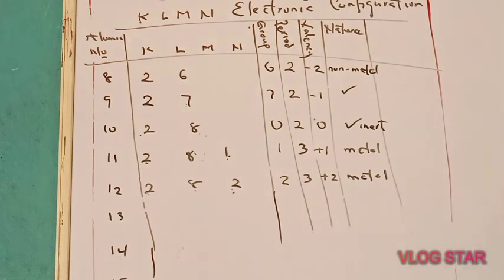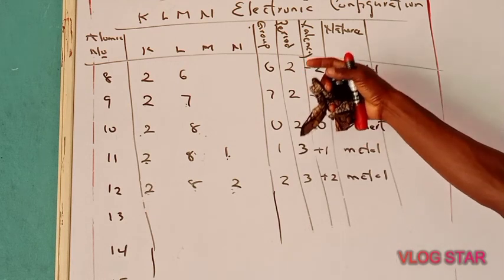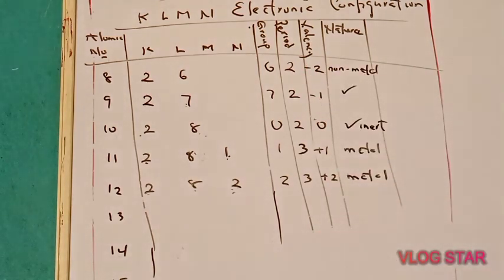That is how electronic configuration is done for the KLMN shells. We will now look at how it is done for the SPDF orbitals. So please write this.